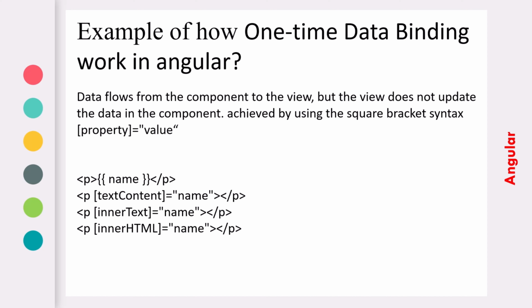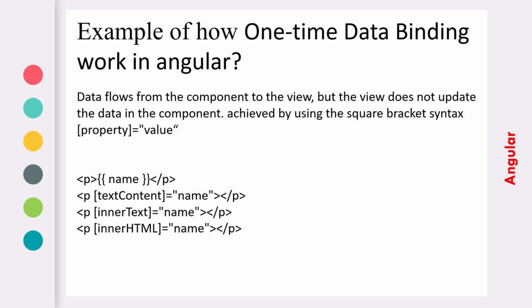That is, a property is equal to value, where property is the name of the property in the component and the value is the value to be bound to it. For example, we have a component with the property name set to John Geo. We can bind it to a view using one-time data binding as follows here.